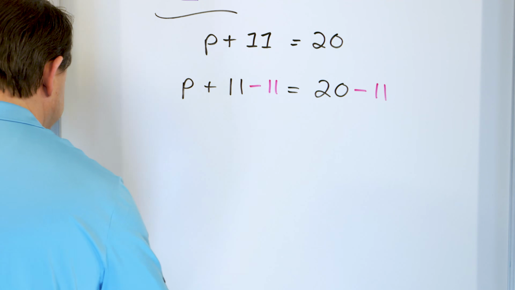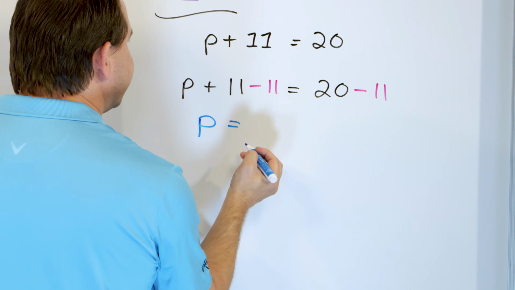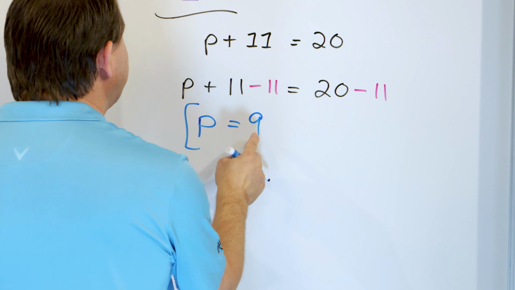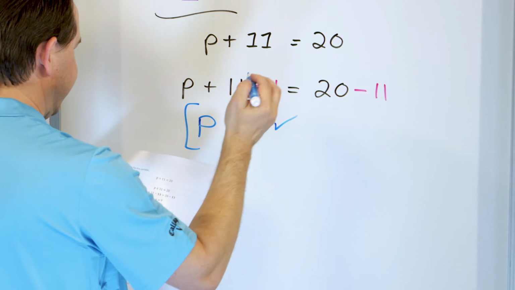And so what do we have? 11 minus 11 is 0. P is the only thing left on the left-hand side. 20 minus 11 is 9, and so p is equal to 9. Let's check. Put a 9 in here. 9 plus 11 is 20. That is the correct answer.